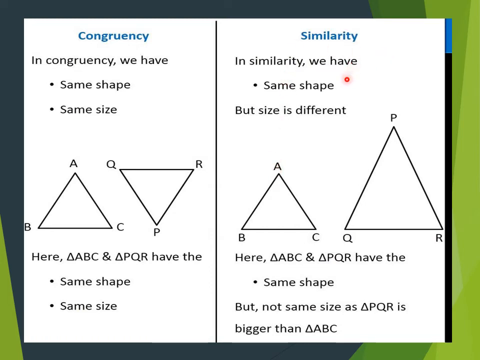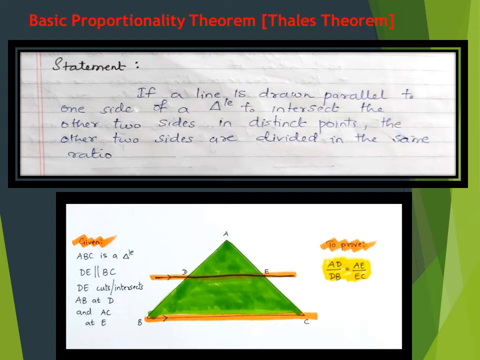So in a nutshell, congruency will have the same shape and the same size. Similarity means the same shape but the sizes can be different. It can be a bigger size or a smaller size, but if they have the same shape, then you can say that triangles or any other polygons are similar. So now we all know what similarity is, what similar triangles are.